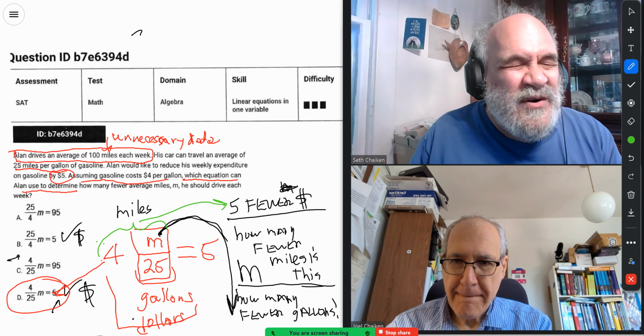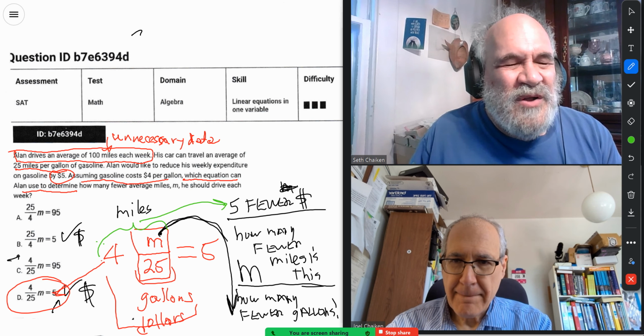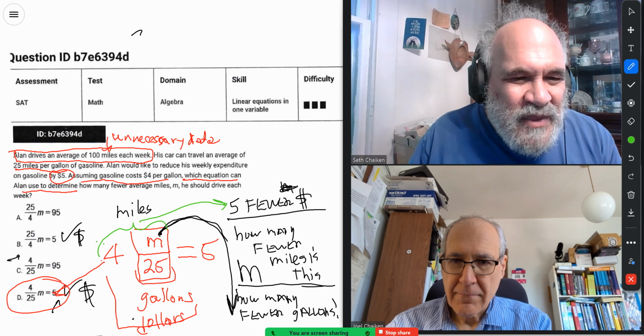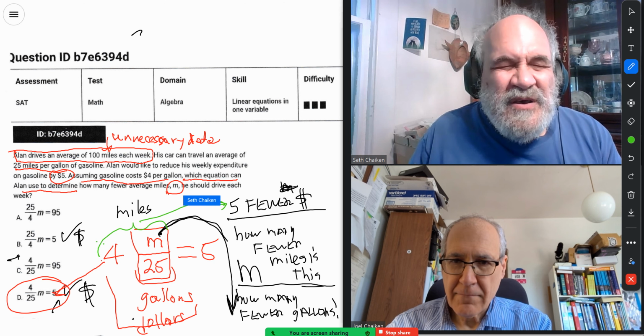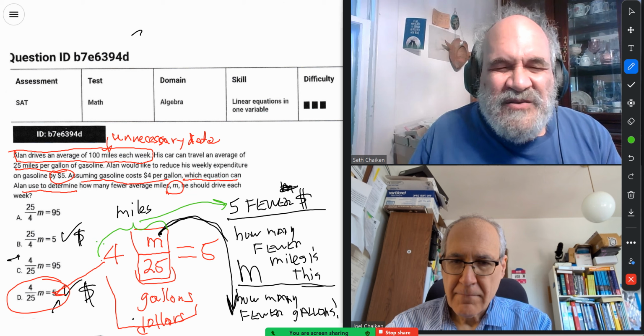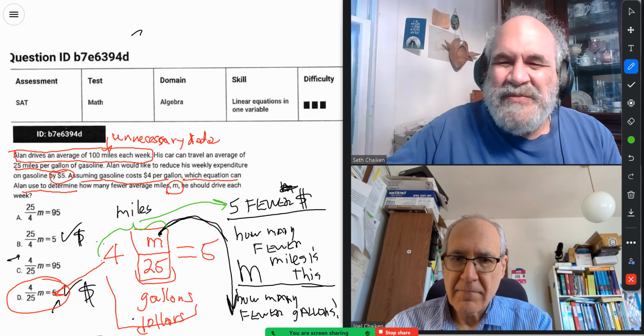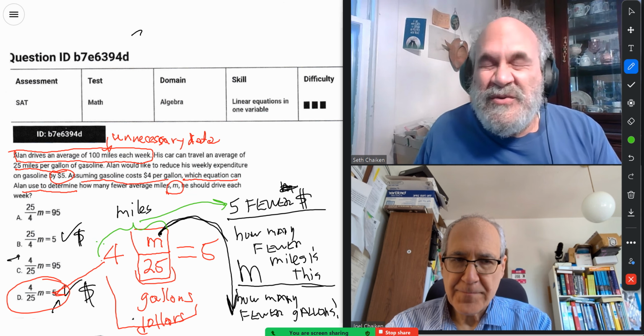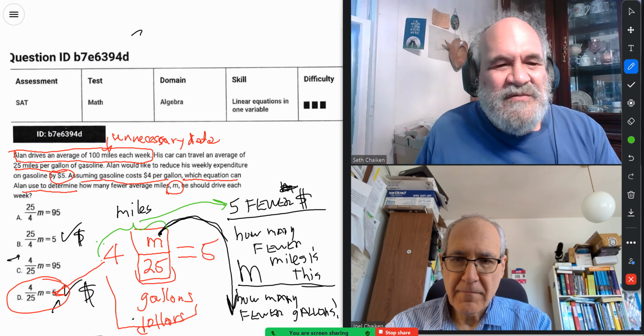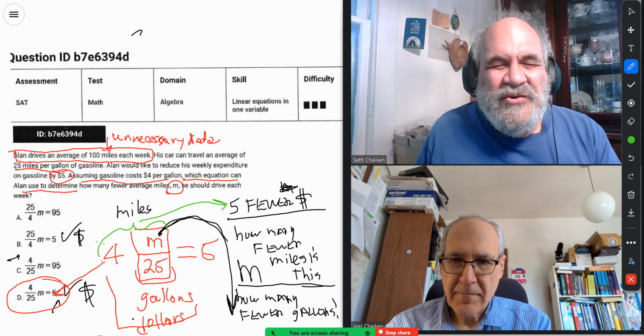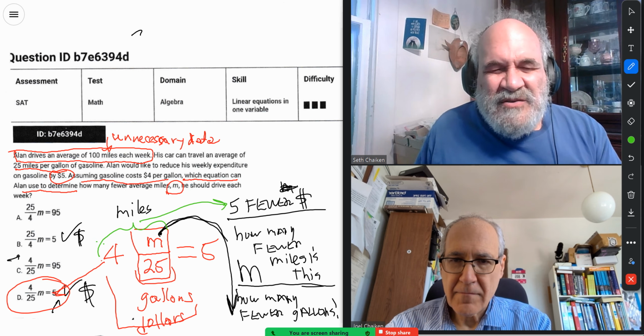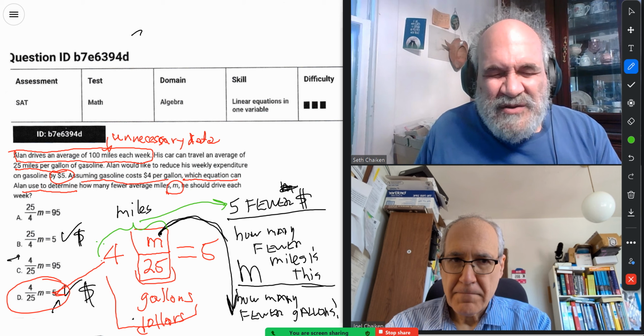So we want to convert. The equation is one that converts M, the number of fewer miles, into the number of fewer dollars. So then we use the data that converts from miles used to dollars spent for the gasoline to power the car to drive those miles.